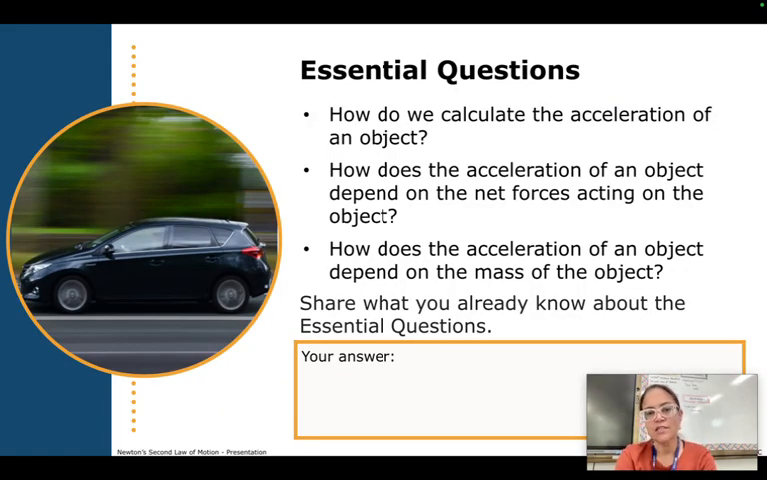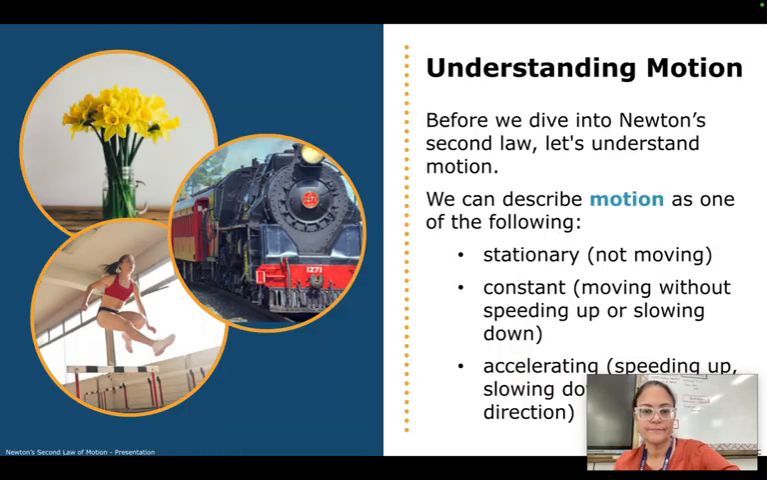Okay, our essential questions for today's video. How do we calculate the acceleration of an object? How does the acceleration of an object depend on the net forces acting on the object? And how does the acceleration of an object depend on the mass of the object? So just think about what you may already know about those things, and then we'll go on.